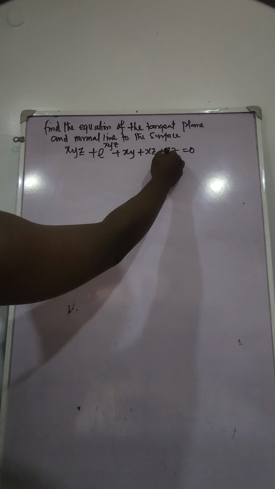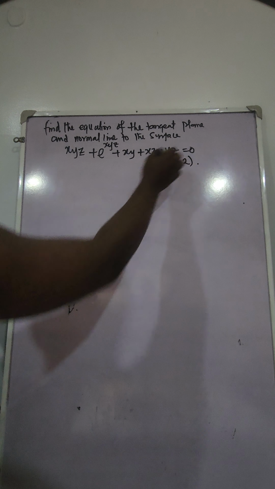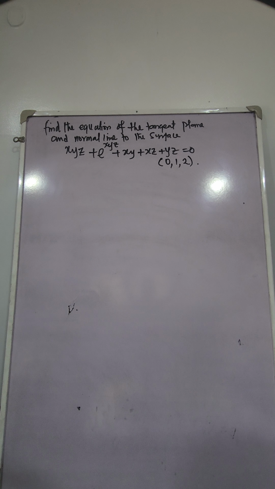So find the equation of the tangent plane and the normal line to the surface. Let's quickly do that. We have xyz plus e to the power of xyz plus xy plus xz plus yz equals 0, right? At the point (0, 1, 2).